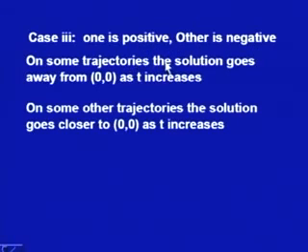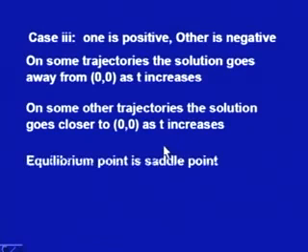In case 3, when one eigenvalue is positive and the other is negative, we say that there are some trajectories where the solution goes away from 0 0 as t increases, because corresponding e^(lambda 1 t) increases, but on some other trajectories the solution goes closer to 0 0 as t increases, because lambda 2 is negative, meaning e^(lambda 2 t) tends to 0 as t tends to infinity for negative lambda 2. So, there are some trajectories which will go close to 0, but there are some other trajectories where the solution goes away from 0 0. In such a situation, we say that the equilibrium point is a saddle point.